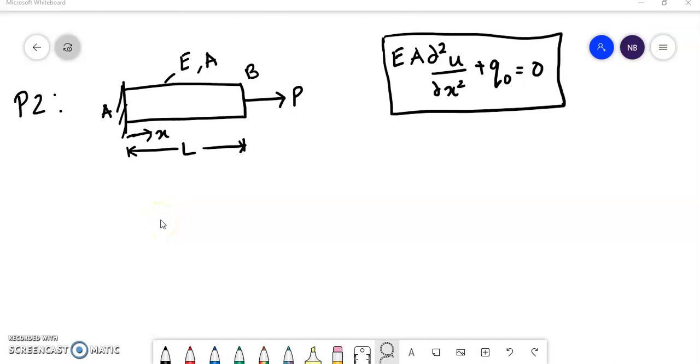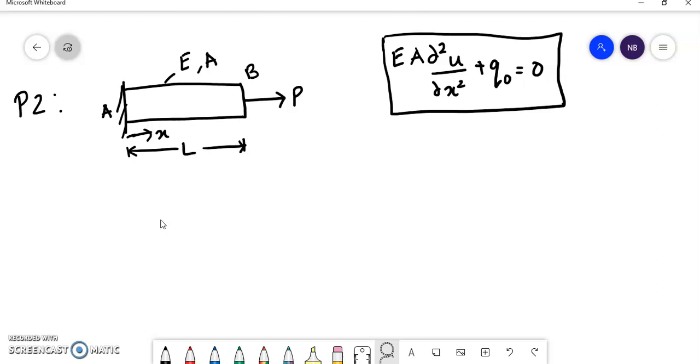Let us take another example of a bar element, and we are going to solve this using the Galerkin method. In this problem we have a fixed-free bar, fixed at A, free at B, and subjected to a point force P at the free end. Here we have to determine the displacement using the Galerkin method. The details of the bar are given in the diagram.